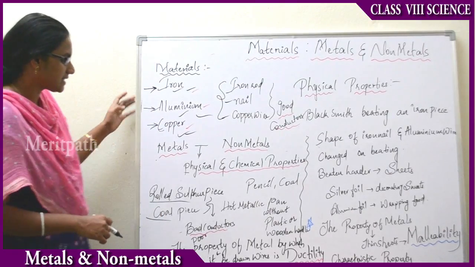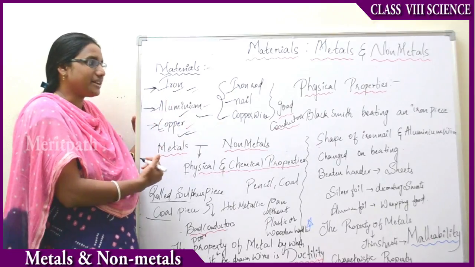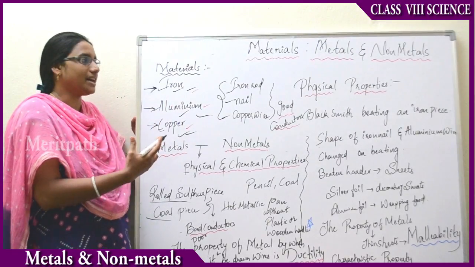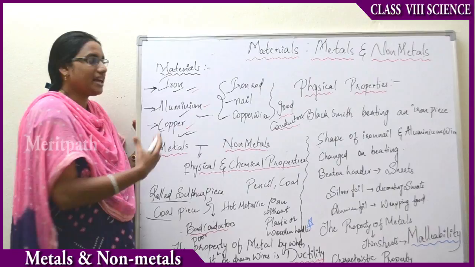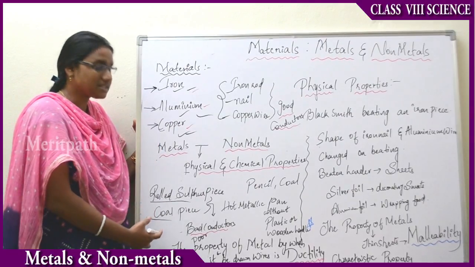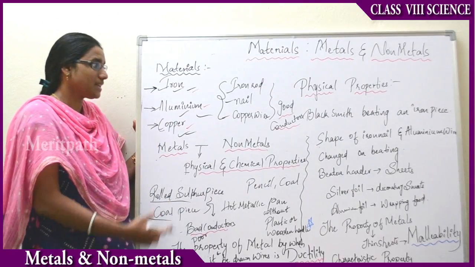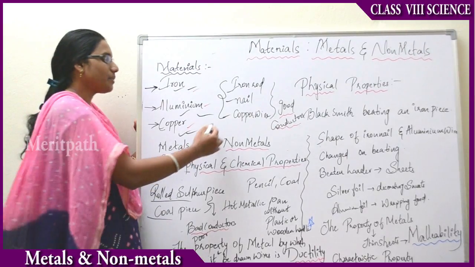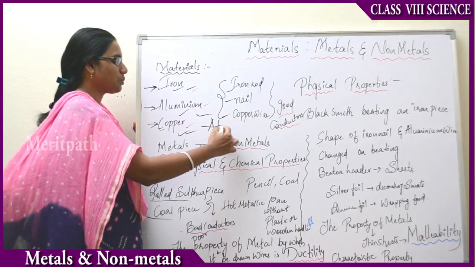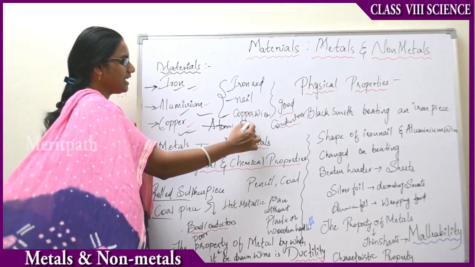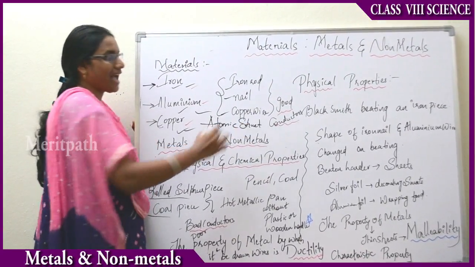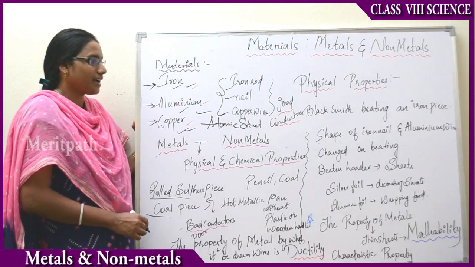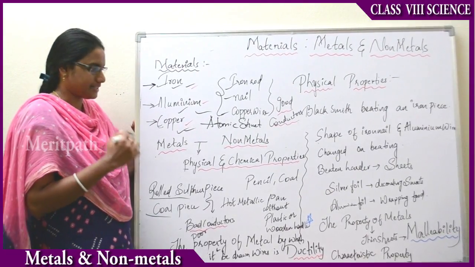Now let us see what is the difference between these two. Why are some metals known as good conductors and some non-metals known as bad conductors? Because this is based upon the electronic configuration. That is, atomic structure comes into play when we discuss electricity and the conduction nature of the metals.